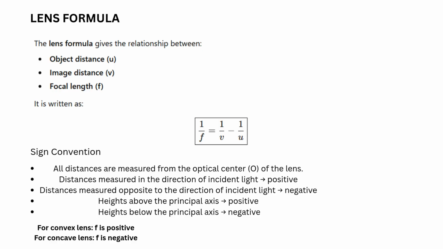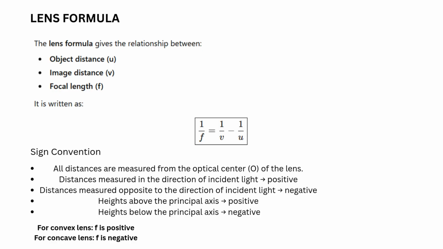Lens formula gives the relationship between object distance, image distance, and focal length. It is written as 1 by F equals 1 by V minus 1 by U. While doing problems, you have to be aware of the sign convention. All distances are measured from the optical center. Distances measured in the direction of incident light are taken as positive. Distances measured opposite to the direction of incident light are negative.